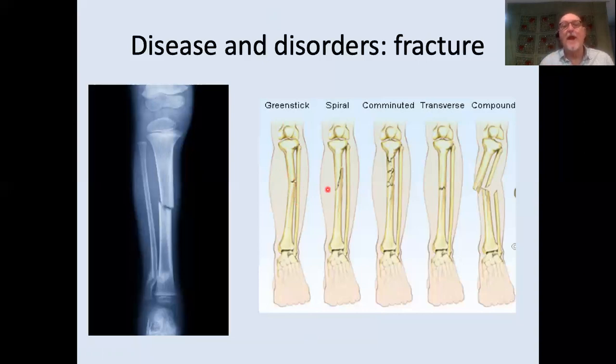A spiral fracture is one that's a break all the way through, and it's not straight across. It actually spirals up the bone, and that has a lot to do with the structure of the bone itself. Because the bone is hollow, it's a cylinder, and also because of the structure of the Haversian systems inside, it leads to this kind of spiral break.